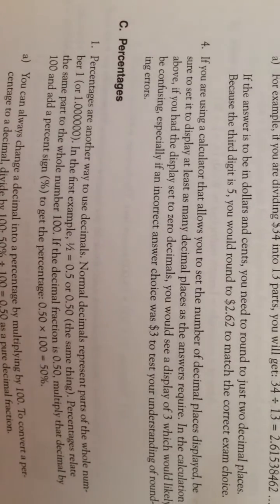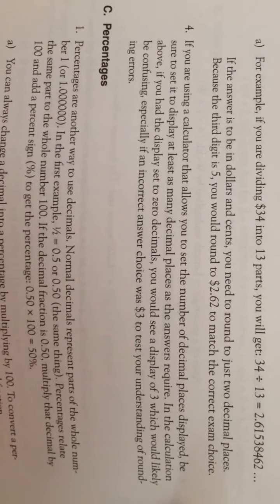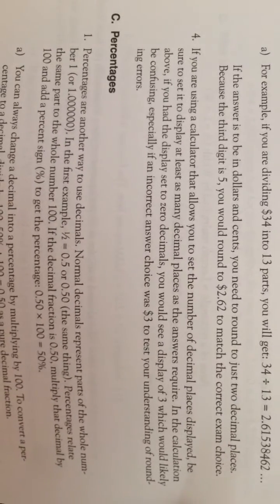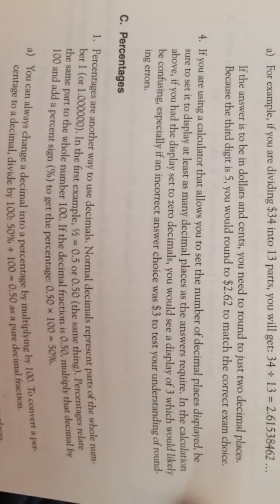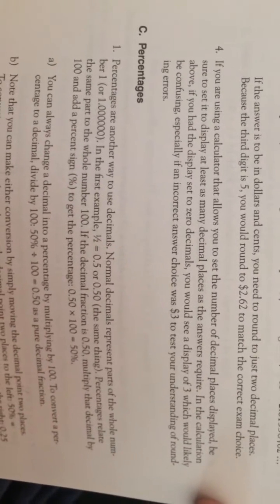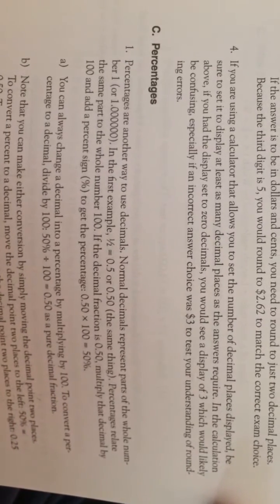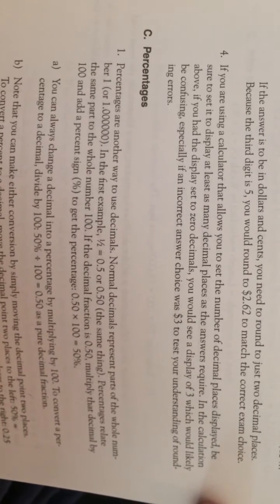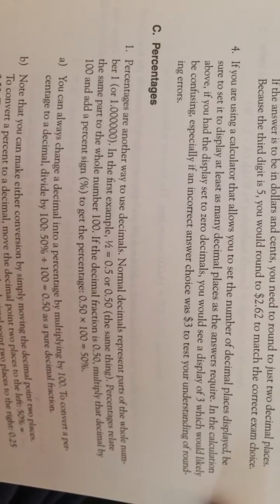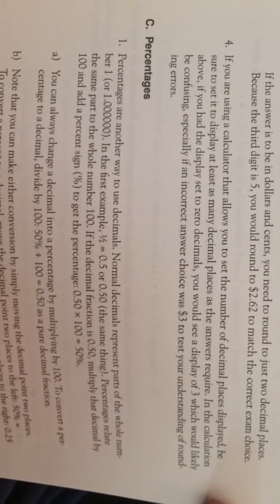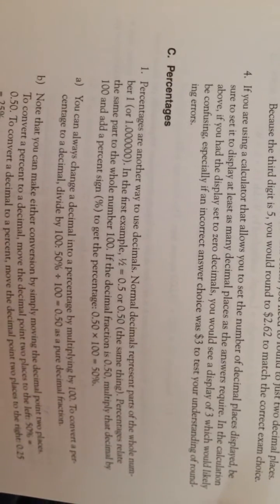4. If you are using a calculator that allows you to set the number of decimal places displayed, be sure it is set to display at least as many decimal places as the answers require. In the calculation above, if you had the display set to 0 decimals, you would see a display of 3, which would likely be confusing, especially if an incorrect answer choice was $3. To test your understanding of rounding errors.